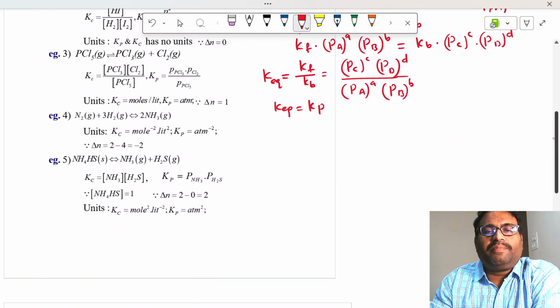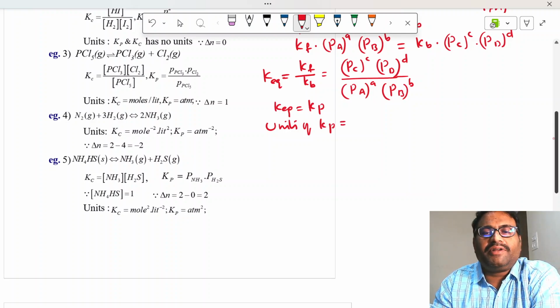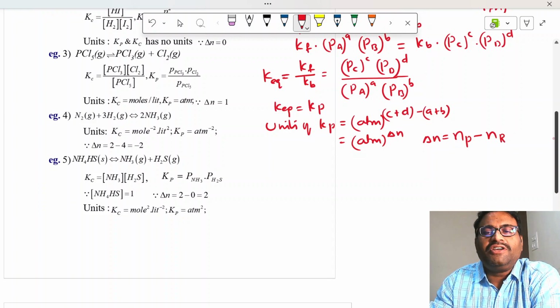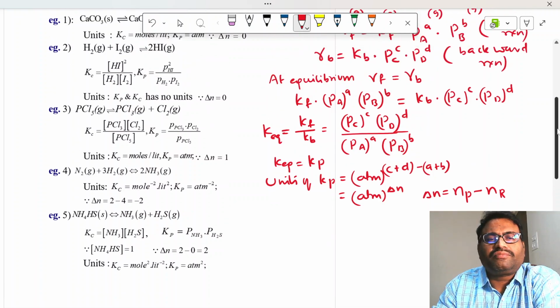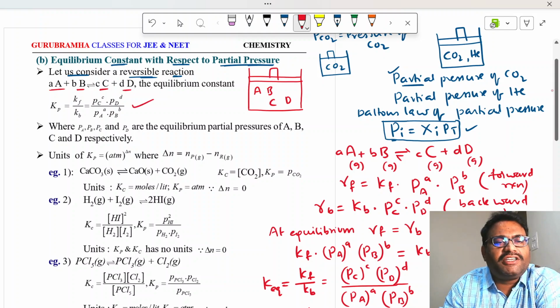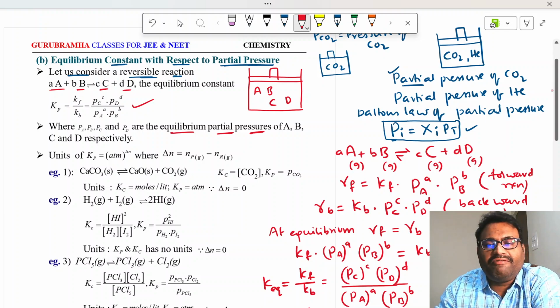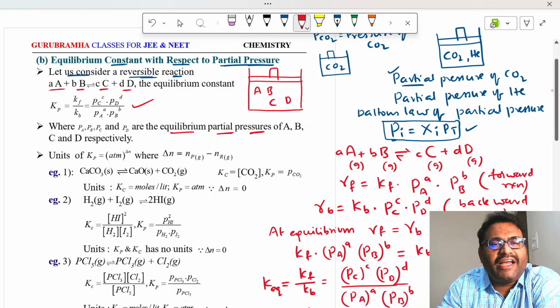If you go with the units of Kp, all are pressures. If I mention pressure as atmosphere, the units are atmosphere power c plus d minus a plus b. Before we have already discussed that it is delta n, where delta n is equal to number of moles of gaseous products minus number of moles of gaseous reactants. That is all about Kp. So these are equilibrium partial pressures, PA, PB, PC, PD, which we have written now. All these are pressures at the equilibrium state of A, B, C and D. Units we have already written: Kp is equal to atmosphere power delta n.